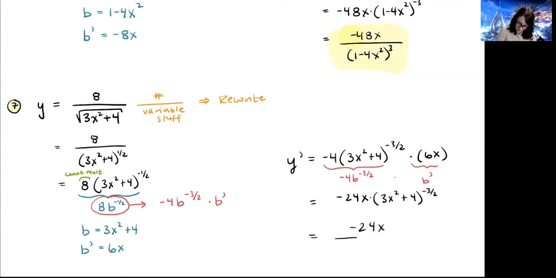So we've got negative 24x over 3x squared plus 4 to the positive 3/2 power. There is y prime.